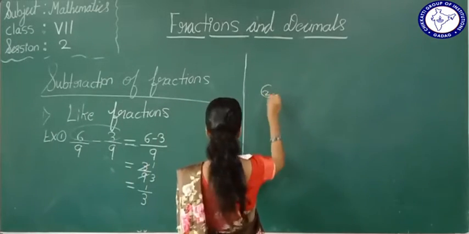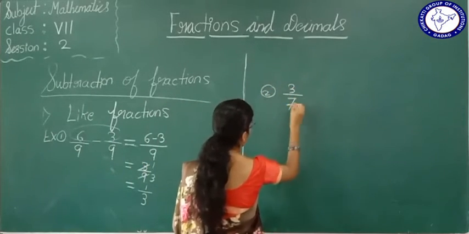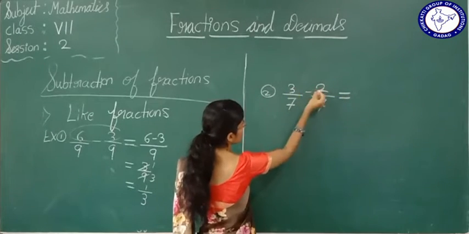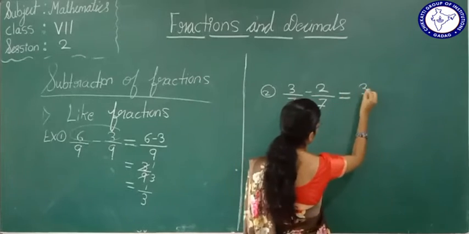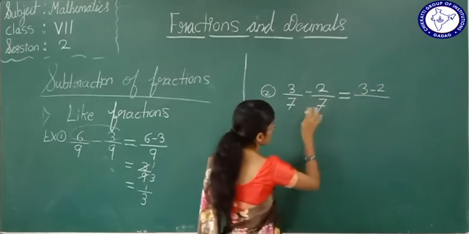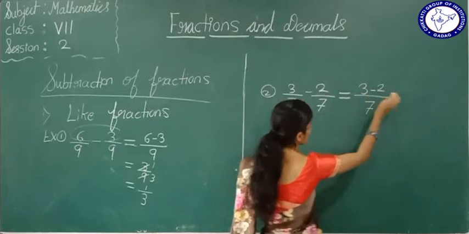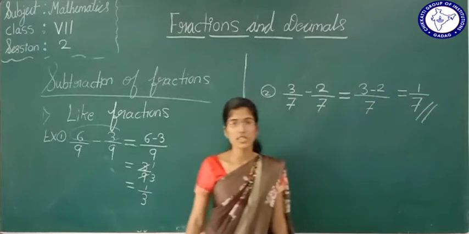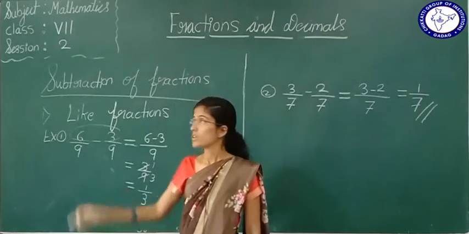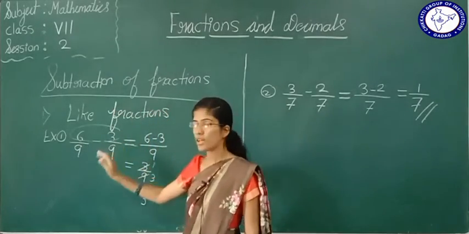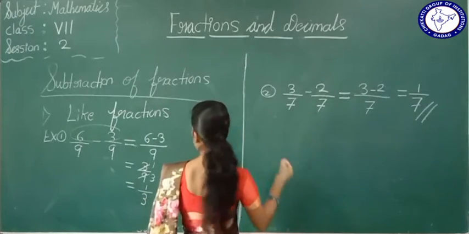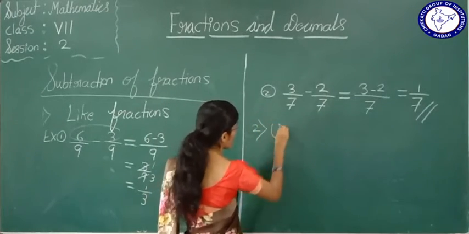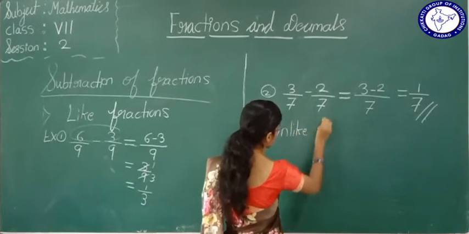Example number 2. 3 by 7 minus 2 by 7. Now see here. Only subtract the numerator. 3 minus 2, keeping the denominator same. 3 minus 2 is 1. The answer is 1 by 7. So this is the way how we are going to do subtraction of fraction for like fractions. Now we will see how to do subtraction of fraction for unlike fractions.